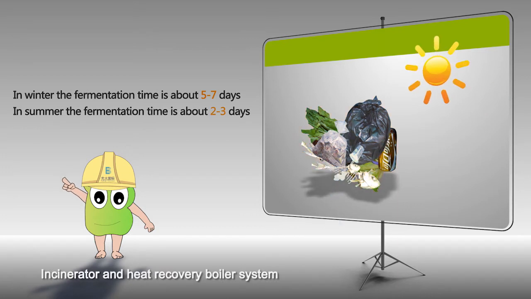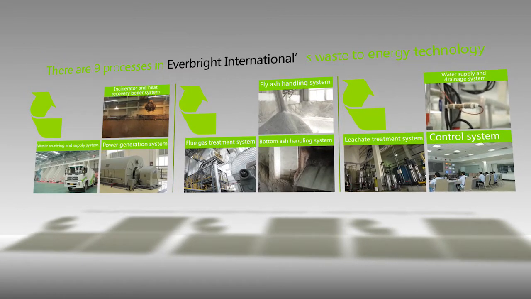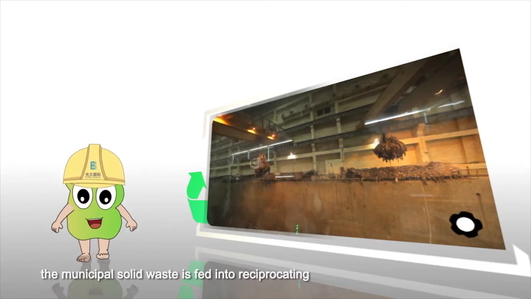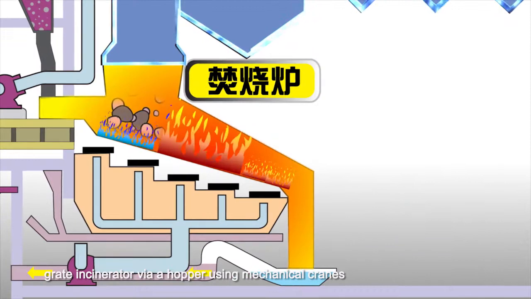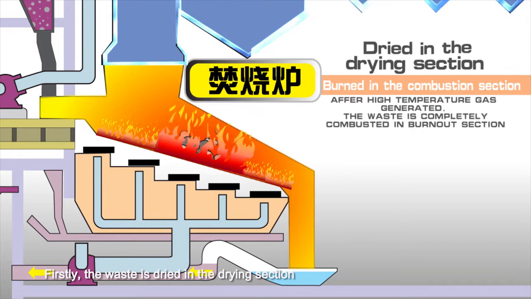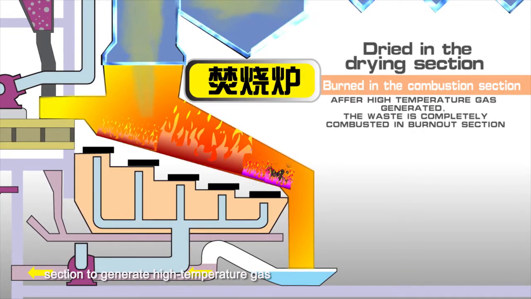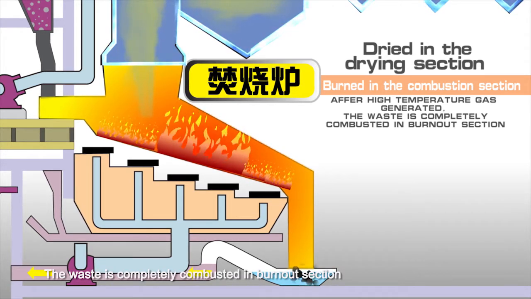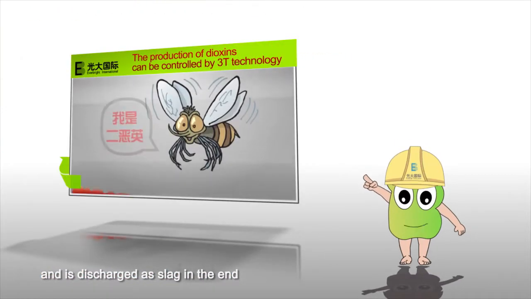2. Incinerator and heat recovery boiler system. After the fermentation, the municipal solid waste is fed into the reciprocating grate incinerator via a hopper using mechanical cranes. Firstly, the waste is dried in the drying section. Then the waste is burnt in the combustion section to generate high-temperature gas. The waste is completely combusted in the burnout section and is discharged as slag in the end.